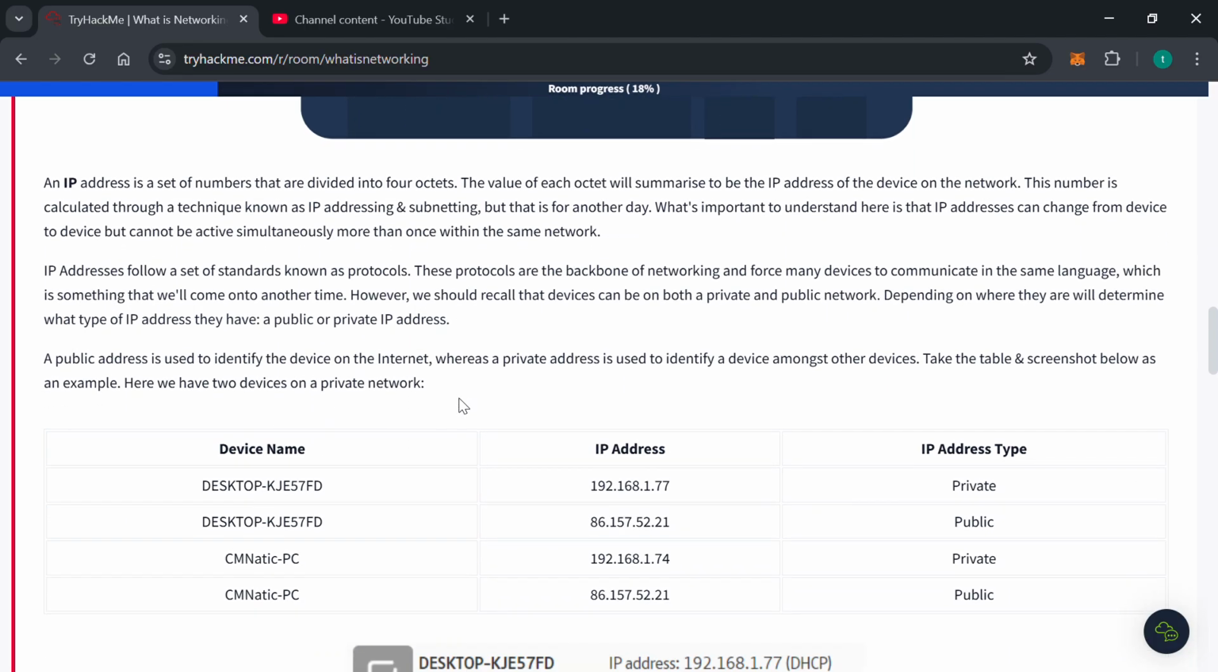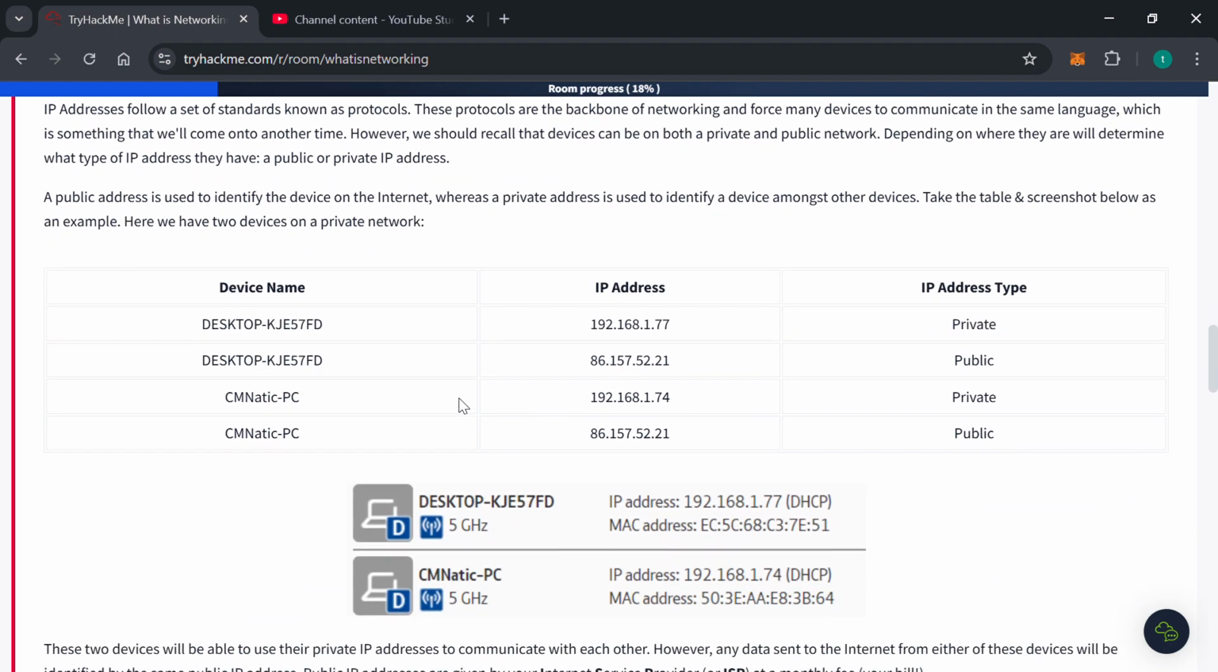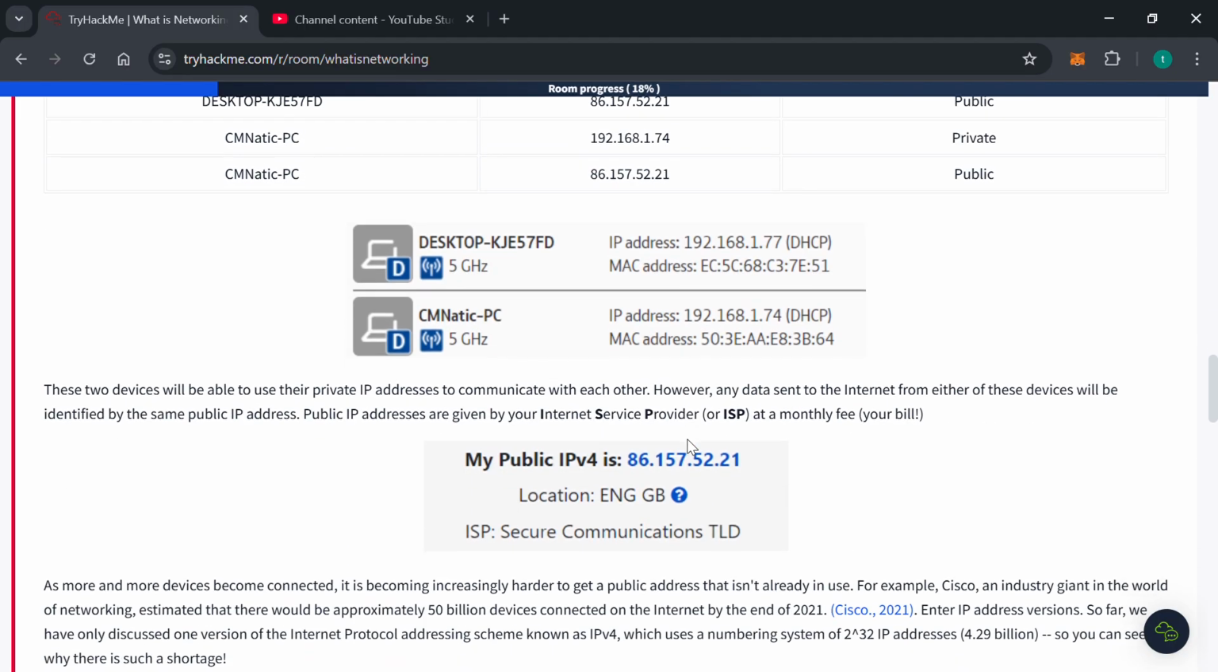A public IP address is used to identify the device on the internet, whereas a private IP address is used to identify a device amongst other devices. Now let's take the table and the screenshot below as an example. Here we have two devices on a private network. We have this desktop and we have this Symantec. We can see the private IP address, and we can also see the public IP address. They both have the same public IP address, but different private IP addresses.